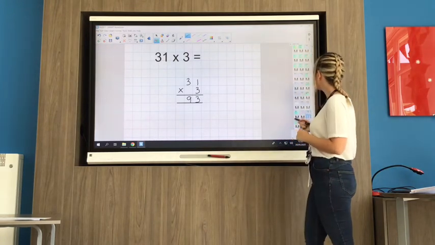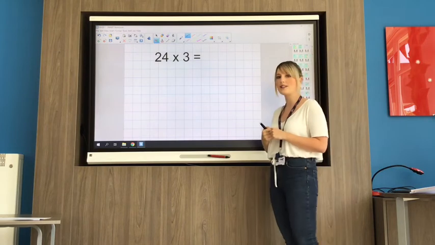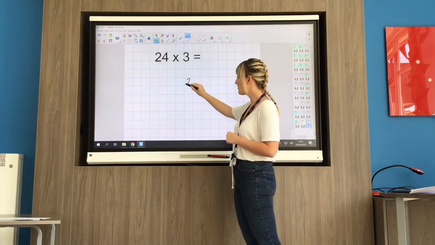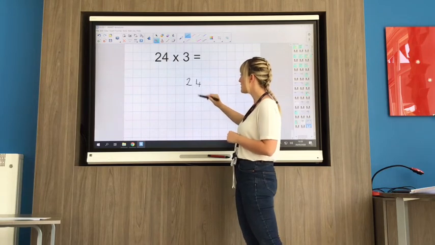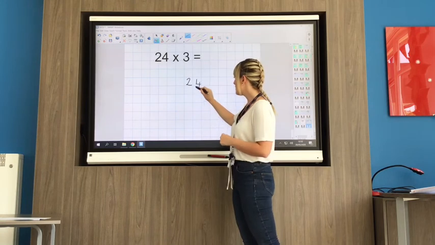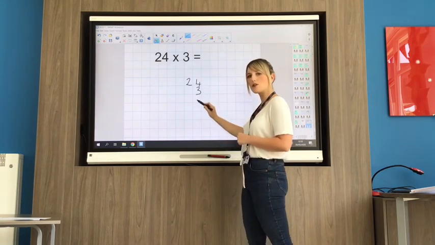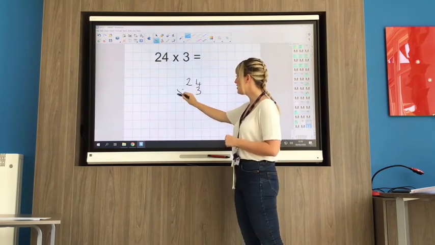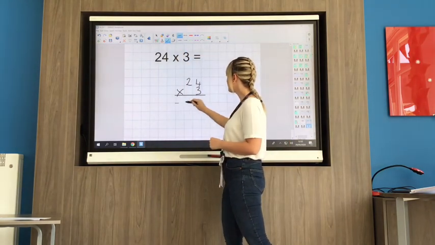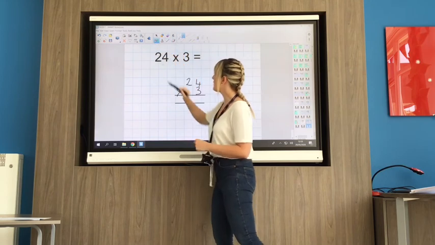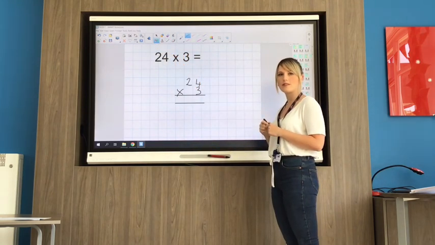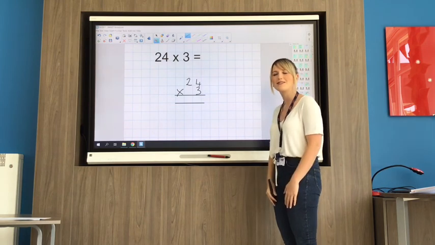Okay, let's try one more. This time I've got 24 times 3. So I'm going to set it out in the column method. So I've got 24, my tens and my ones. I'm timesing by 3. So my 3 will go there in my ones column. Put my multiplication symbol. Get my ruler. Okay, so I've got 4 times 3. I'm so sorry.